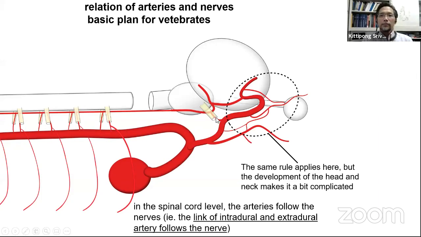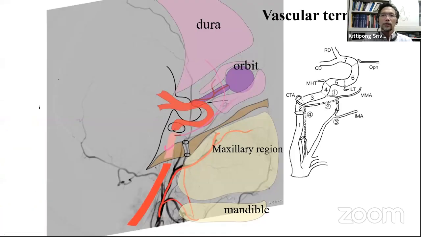The same thing happens actually in the head area too, but the transformation that happened during development of the head, of the brain and everything is so tremendous that it makes the structure so complicated. But I just want you to remember the golden rule that if you have a nerve, usually I have an artery that runs with it. One from the intradural artery, the other one from extradural. So this is the basic plan that you need to know when you try to understand everything.